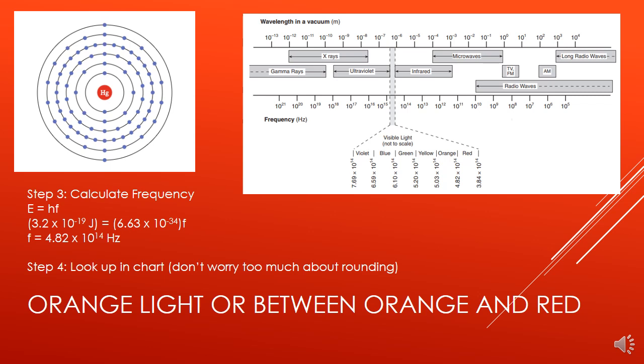So on the right here, I have the chart from the physics reference tables. On the top, it has wavelength, and on the bottom, it has frequencies. This frequency is 4.82 times 10 to the 14th. So if I look at my chart, times 10 to the 14th, that's near the visible light. If I look at the colors of the visible light, it looks like this falls exactly at the end of orange, or in between orange and red. So I wrote orange light, or between orange and red.